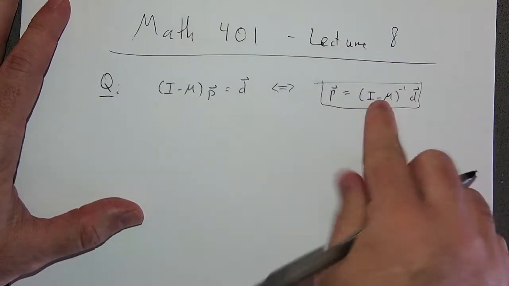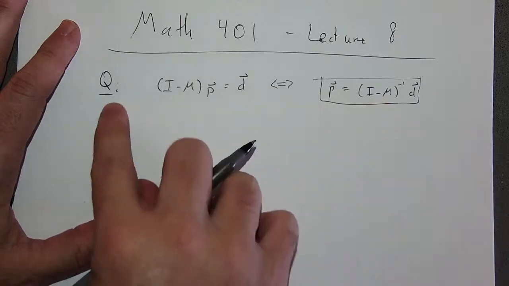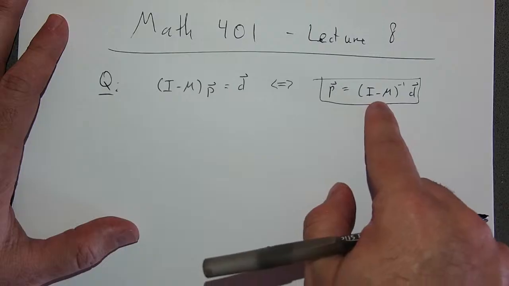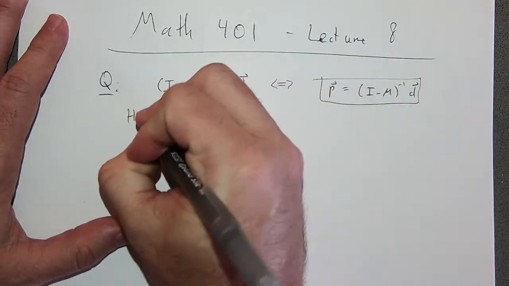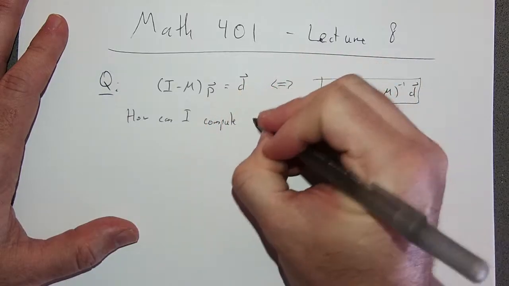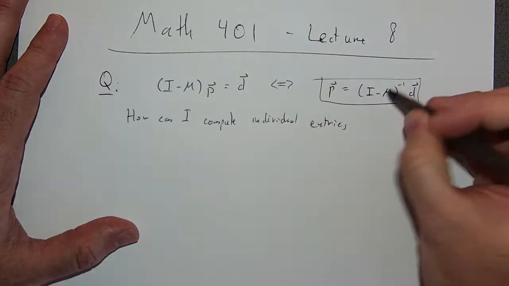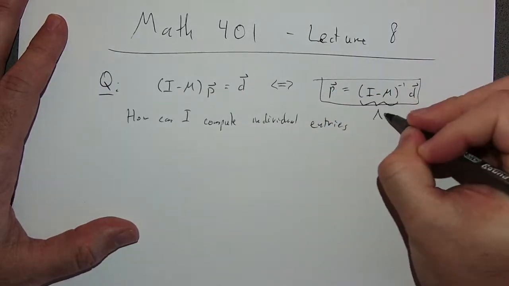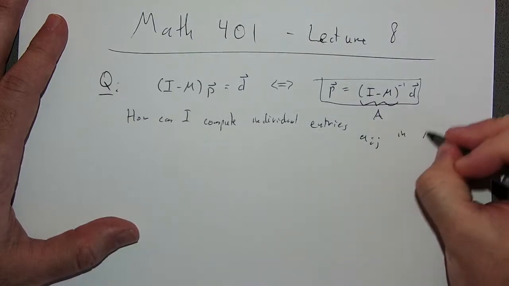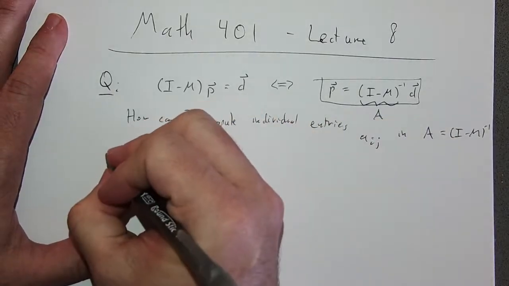Computationally speaking, what if, for a variety of reasons, we don't actually want to find the full inverse here? The question, I haven't asked a question yet here, is: what if I wanted to just compute individual entries, right? How can I compute individual entries? And if we're calling this matrix A, how can I compute individual entries like A sub ij in this matrix A, which is (I minus M) inverse, rather than computing the entire inverse?